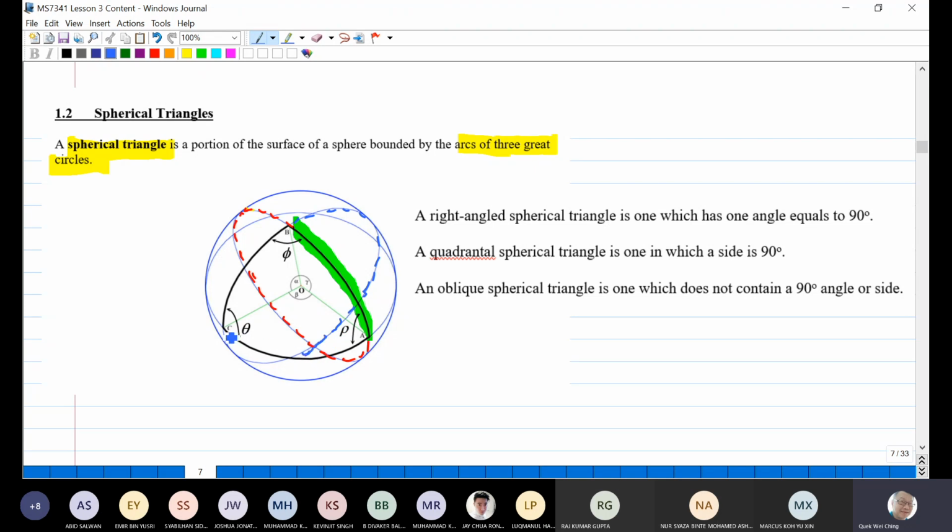So you must have a great circle first. Then you see this portion of the great circle, this portion of arc here, forms another side of the triangle. Then another great circle. Let me try to use another color here. So another great circle is this one now. This one is a bit difficult to draw, but this is another one.